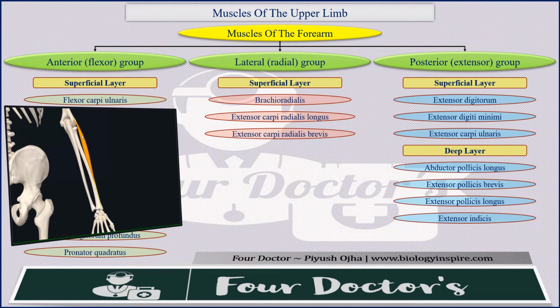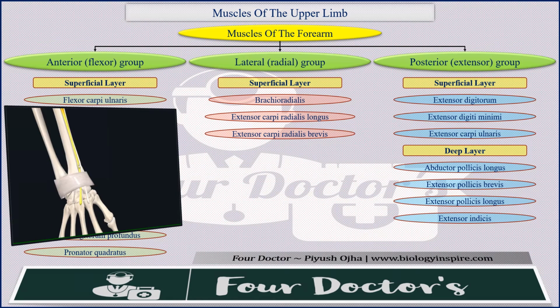And after origin, this muscle runs inferiorly along the posterolateral aspect of forearm and forms this flat tendon in the middle of forearm. And this tendon then runs deep to the extensor retinaculum of wrist to insert onto the posterior aspect of base of third metacarpal bone. Compared to its fellow muscle, the extensor carpi radialis longus, which inserts onto the base of second metacarpal bone, as you can see.